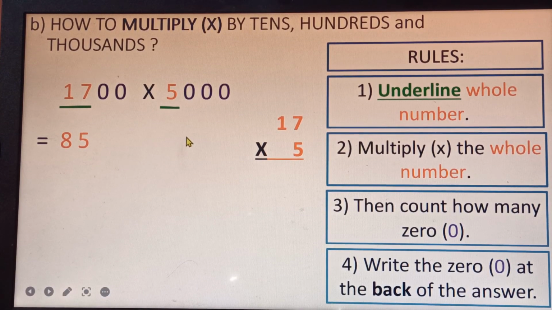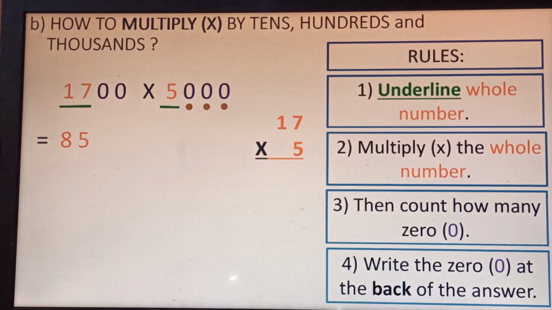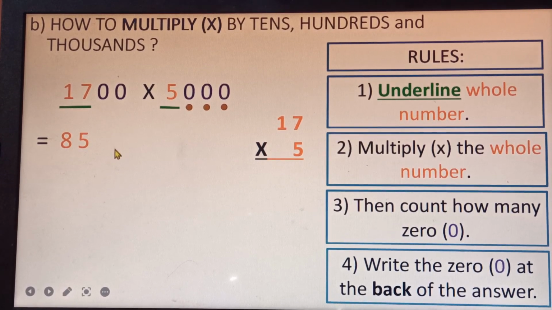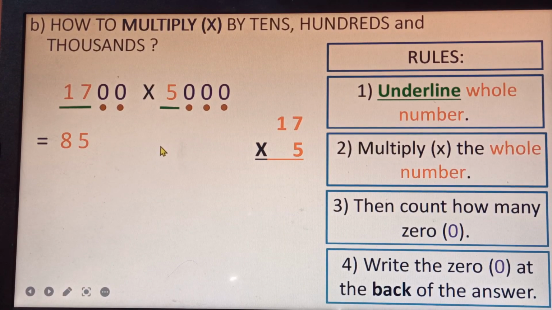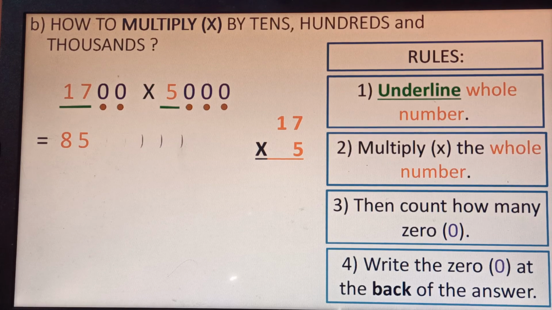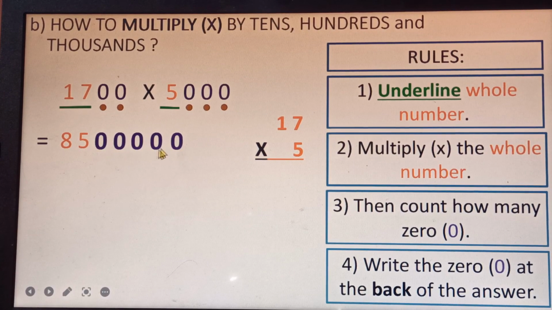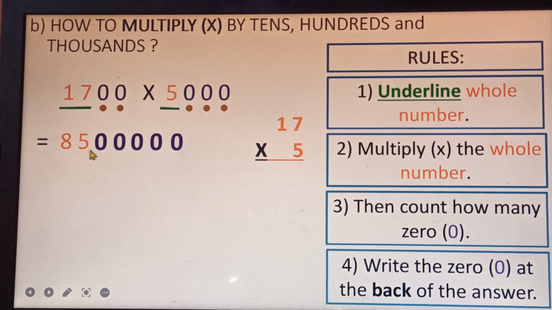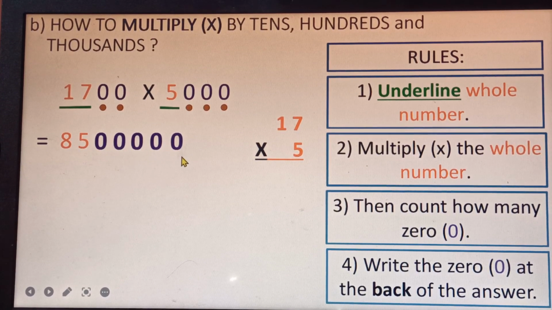And how many zeros should we get? Let's see. Do we have 3 zeros only? Is this the only zeros that we can put a dot? No. Where are the 2 other zeros? Yes, here, isn't it? At the back here. So how many zeros are there? There are 5 zeros altogether. So you put from the back, from the ones, 5 zeros. And the answer is 8,500,000. So that is the answer.